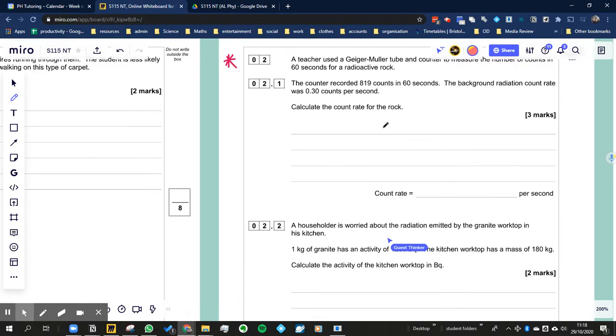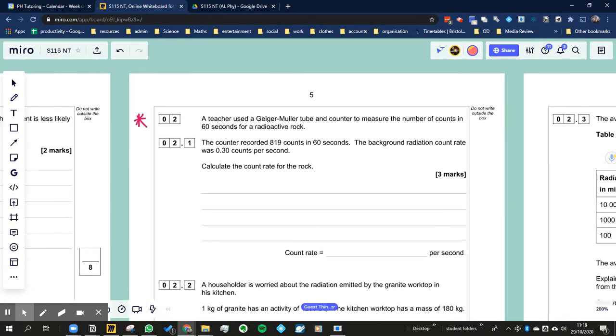So looking at this question here then, I'm just going to share my screen as well.